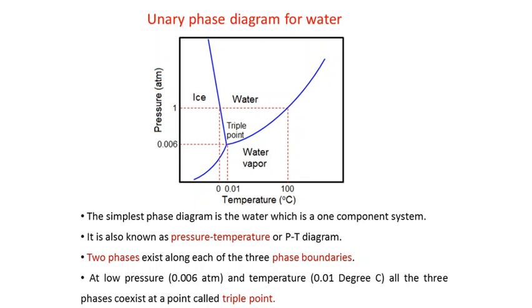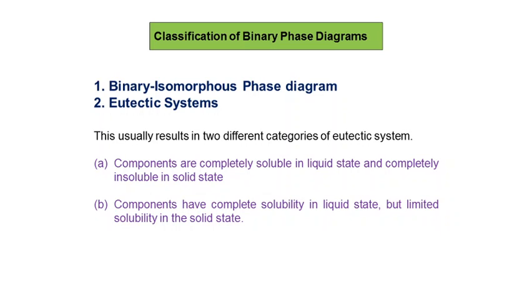Okay. So the unary phase diagram is beyond the syllabus, but for the sake of understanding, we have discussed that the classification of phase diagrams starts from the unary phase diagram, or single component phase diagram, and water is a well-known example.